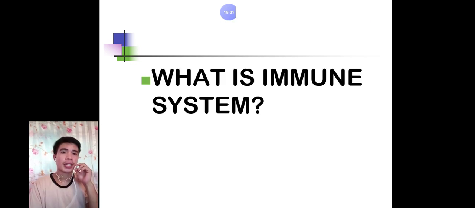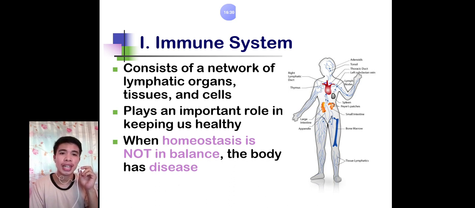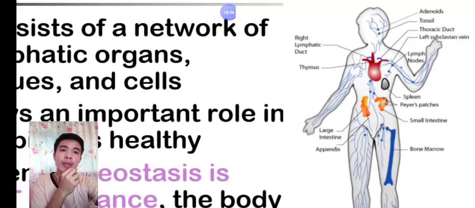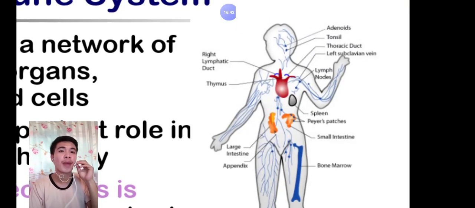Let's proceed to the main discussion, which is: what is the immune system? Last session we discussed the lymphatic system, and now we will proceed to the immune system. The immune system consists of a network of lymphatic organs, tissues, and cells. If you notice, the parts of the immune system are also parts of the lymphatic system.